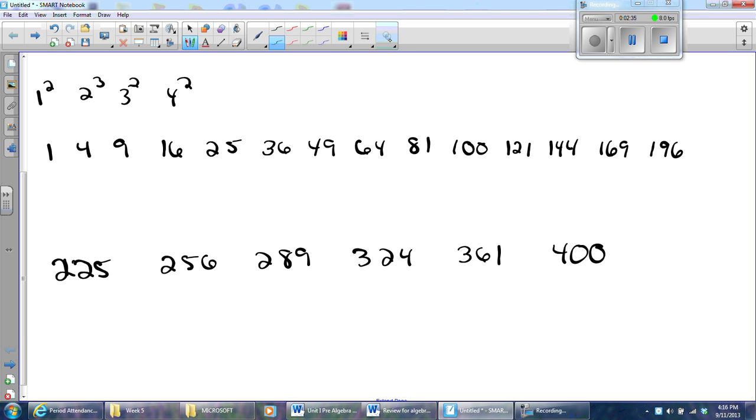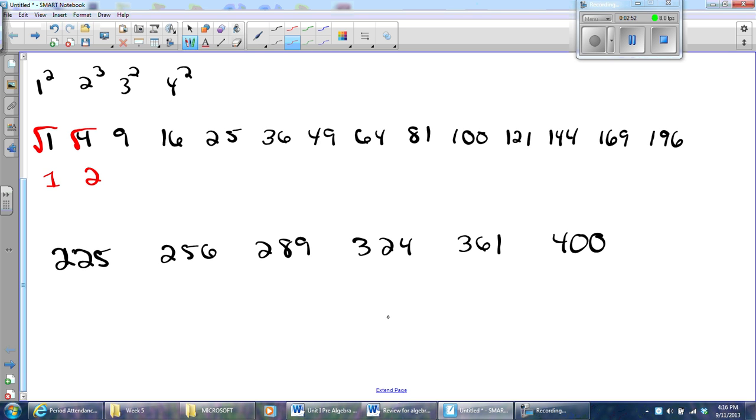Now, what I need to remember is that when I take the square root of any of these, that's going to equal 1, right? Square root of that one is 2, and it's actually plus or minus 1, plus or minus 2. But I'm going to use this idea to help me estimate a square root. So let's say I'm asked to estimate the square root of, well, I don't know, 40. Well, I look up here and I see which two perfect squares 40 falls between. Well, it falls between 36 and 49.